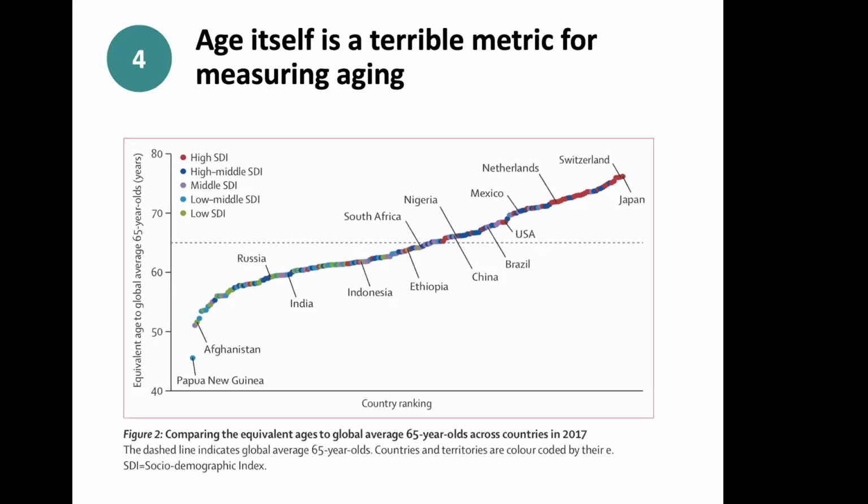On the right-hand side, the top countries are Japan and Switzerland. On the left-hand side, you have Papua New Guinea. What this graph is saying is that a 76-year-old Japanese person has the same level of age-related burden as the average 65-year-old. In Papua New Guinea, I think it was 49 or 50. So a 50-year-old Papua New Guinean has the same age-related burden as a global 65-year-old. And you see the distribution of different countries.